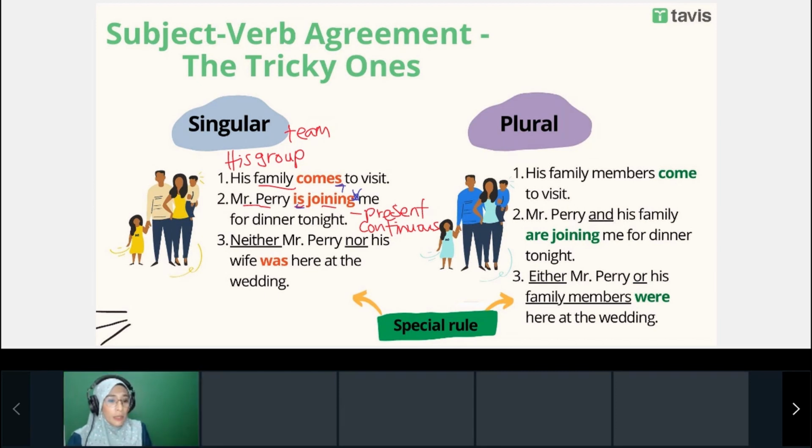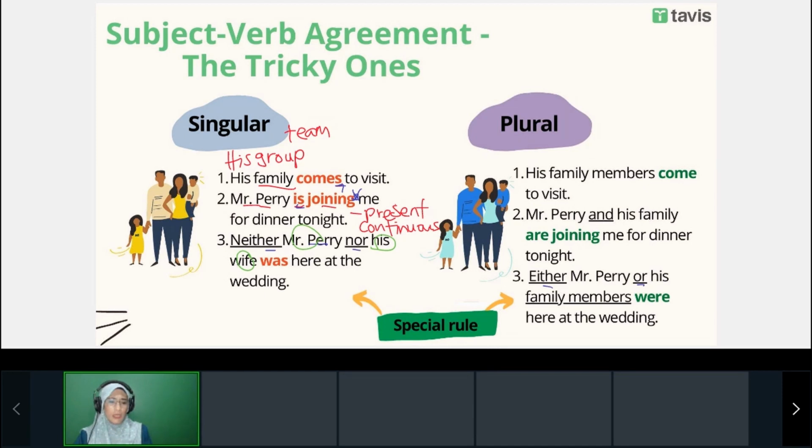Now, can you see that here, the words neither nor. This is always a match, neither nor, or we have either or. It's up to you to pronounce how it is. So neither Mr. Perry nor his wife was here at the wedding. Now, can you see it's a bit tricky? Why is it that you have Mr. Perry and you have his wife also? You have here Mr. Perry, and you also have his wife with him. So two, right?